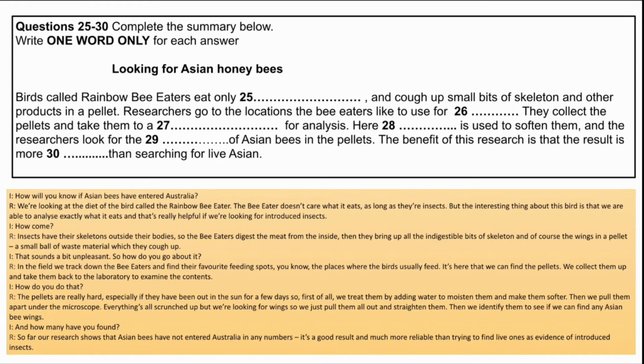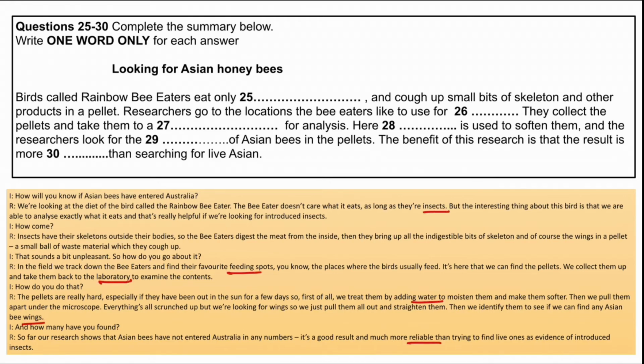Now, as you listen to the audio, I'll tell you the answers from question number 25 to 30 first. As you have to write one word answer only, the 25th answer is insects. Then comes the 26th answer, which is feeding. Then the 27th is laboratory. The 28th is water. Then comes the 29th, it's wings. Then the last is reliable.